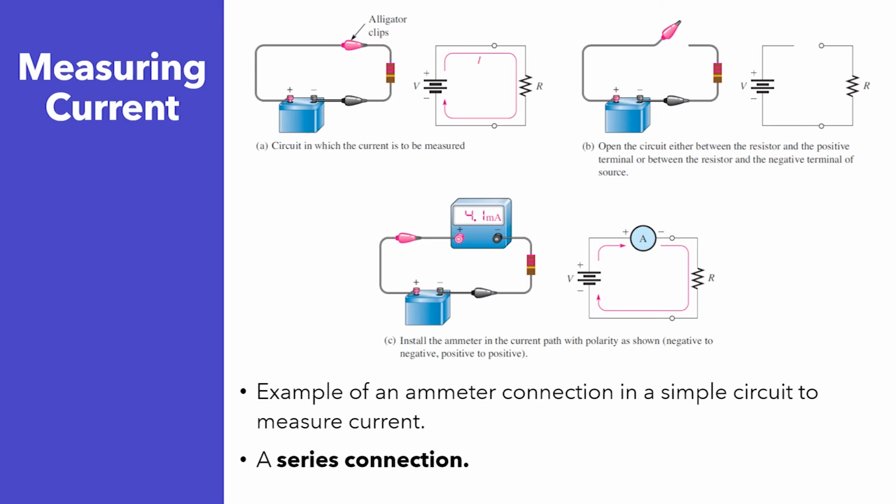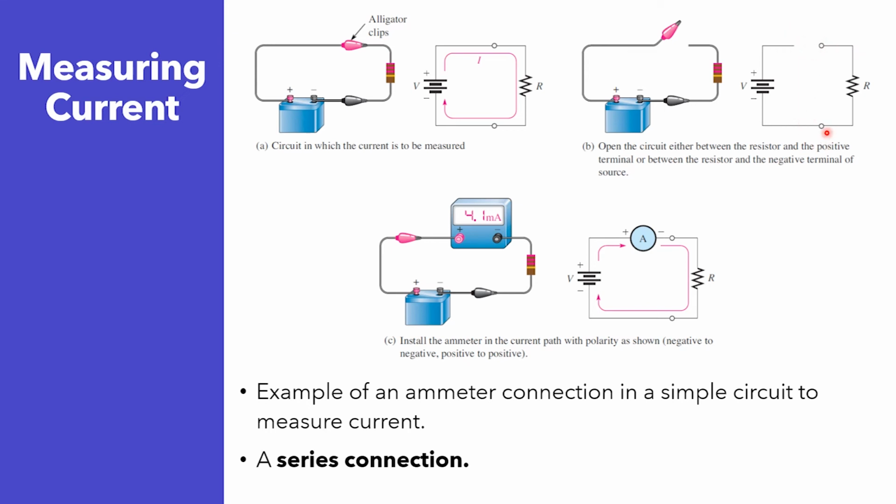Second, measuring current. Here is an example of an ammeter connection in a simple circuit to measure current. To measure current, we must connect the ammeter in a series connection. Okay, here we have a circuit in which the current is to be measured. We have a simple circuit. So we must open the circuit either between the resistor and the positive terminal, or between the resistor and the negative terminal of the source. Meaning, we can open it here or here.